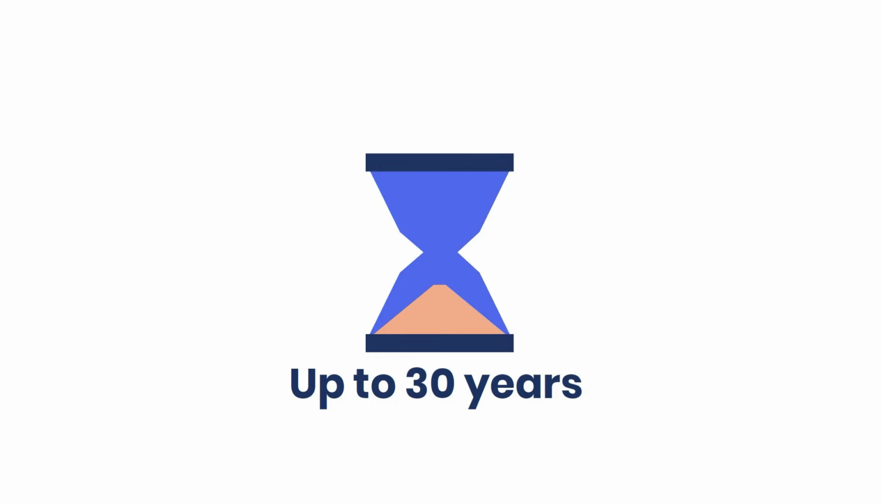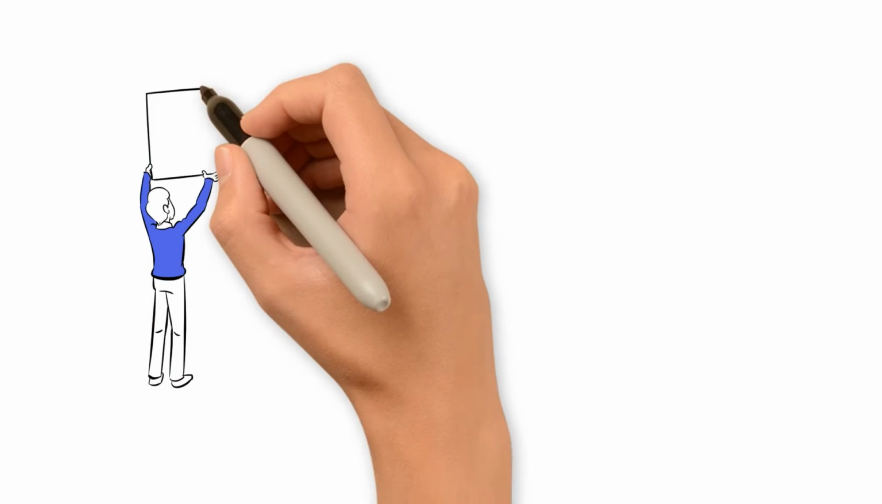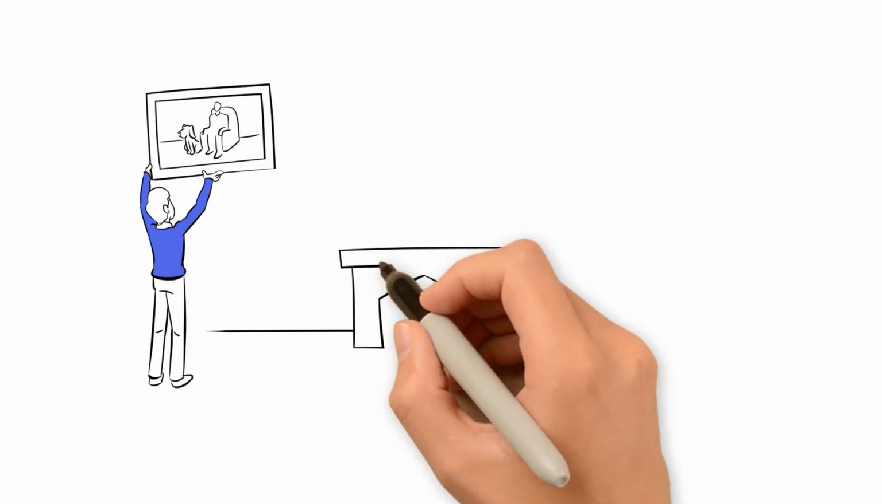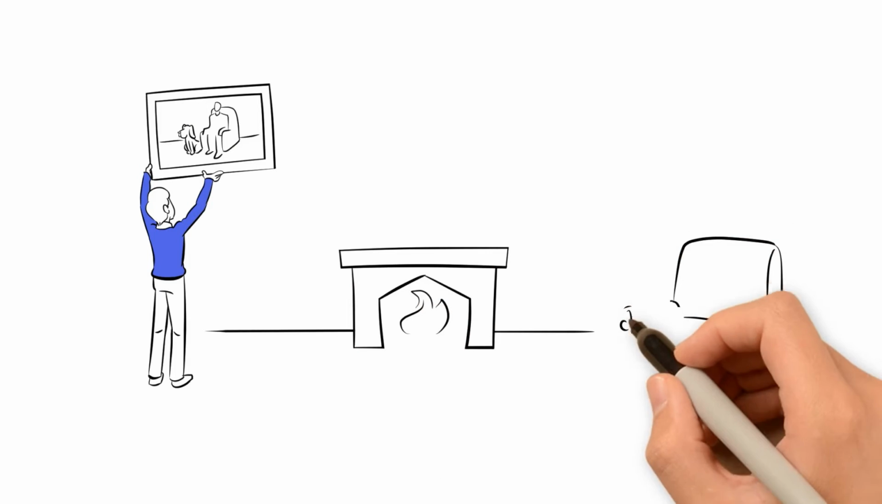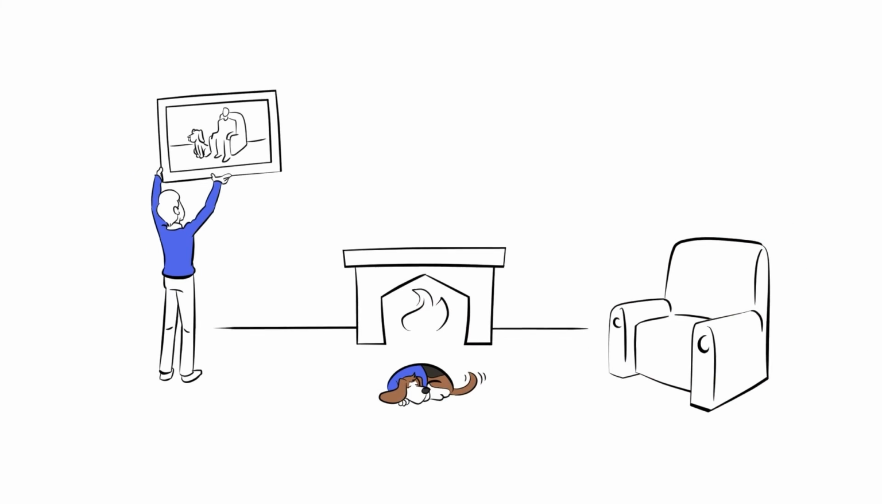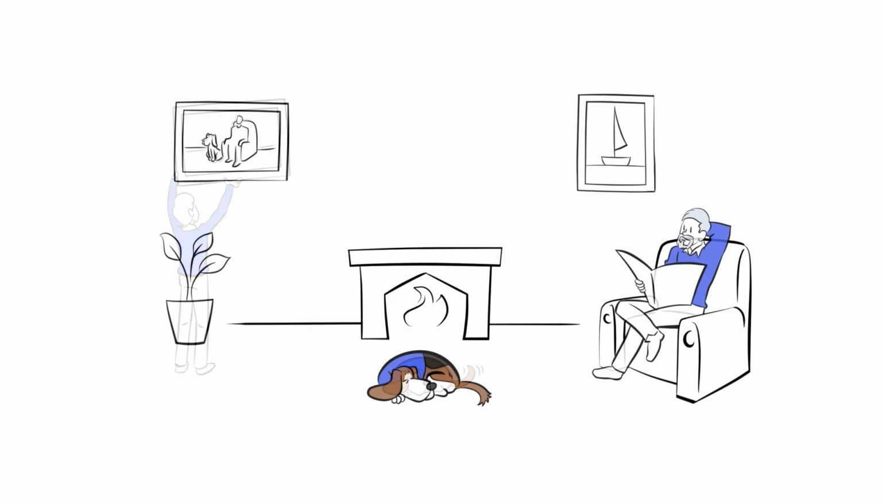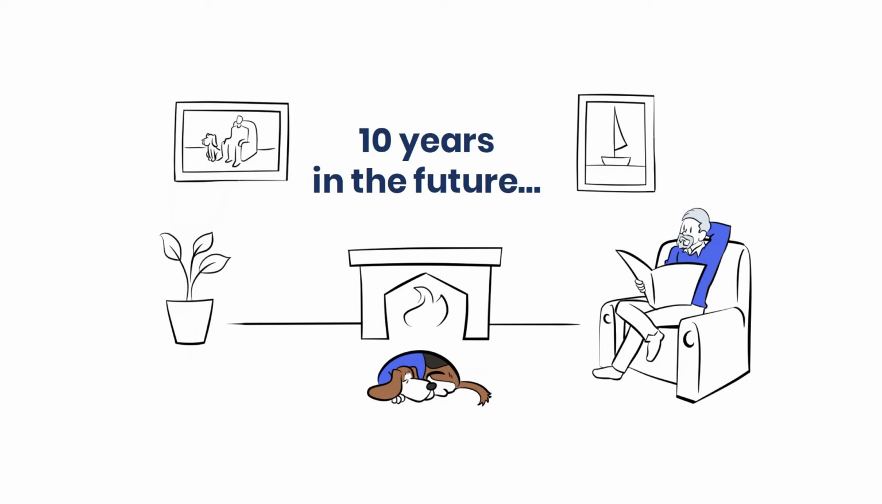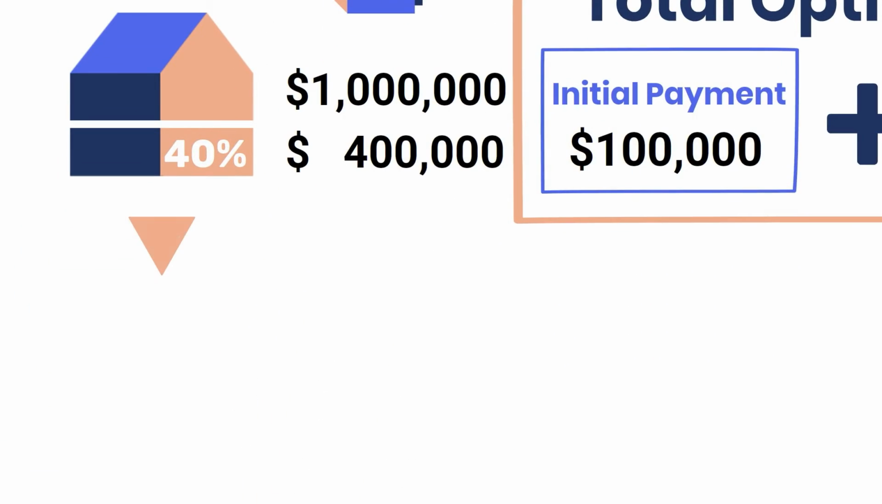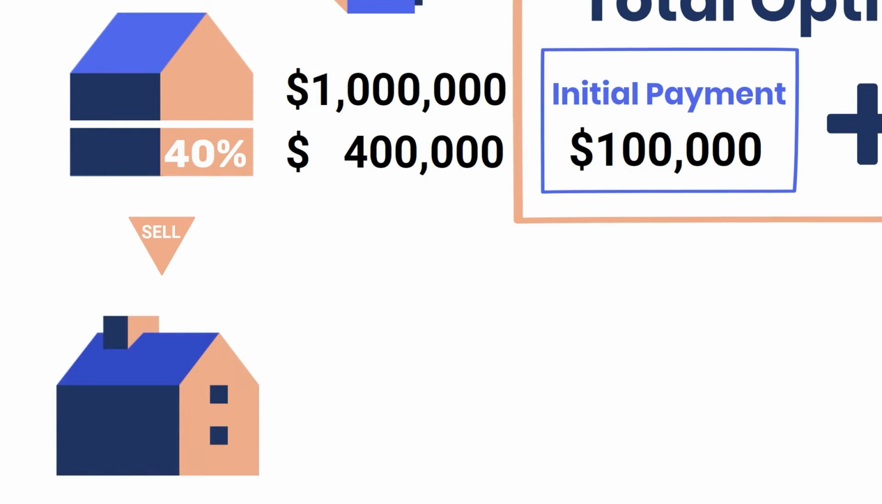Then we wait for up to 30 years. You get to live in your home and use your home co-investment money however you like, with no interest or monthly payments due to Unison. Hopefully, the home appreciates in that time so that we can both share in the gains. In this example, let's say you sell your home 10 years later for $1.5 million.